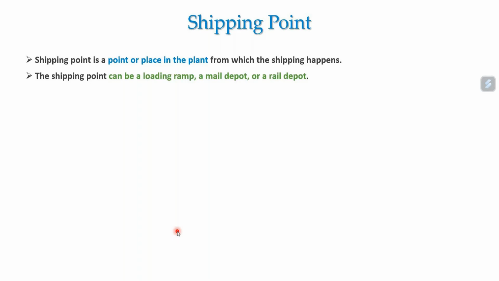Okay. Now that was a plant. Now shipping point is a point or place from which the shipping happens. You're going to ship your goods, right? Transport it. We used to use a lot of shipping in the earlier days, and therefore the name shipping came. But it's actually a point from where you are transporting your stuff. It could be a loading ramp, a mail depot, a rail depot, wherever. Whichever point you are using to ship your stuff from your plant is called the shipping point, point of shipping. And you do a master data setup for this.